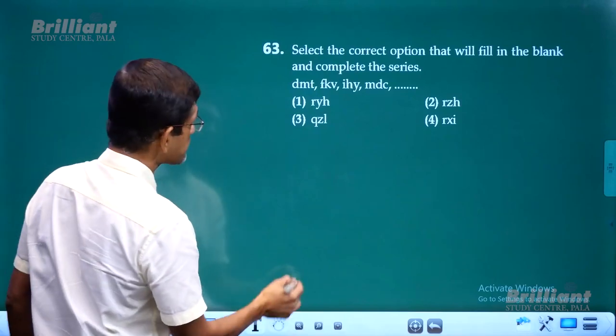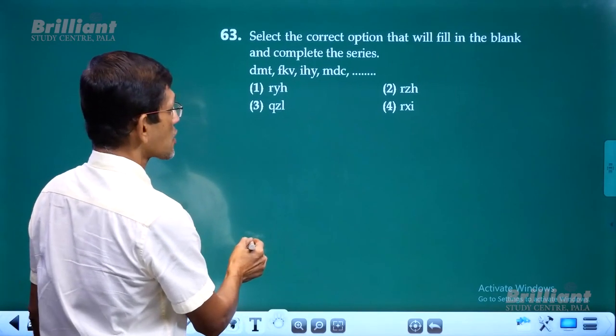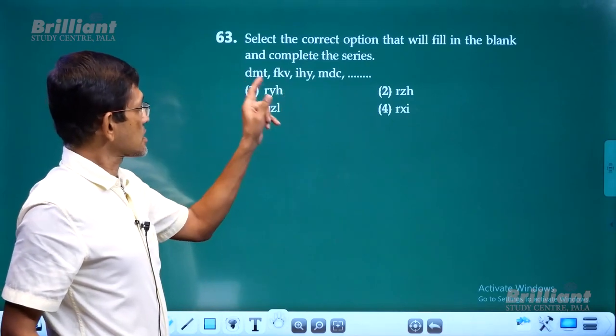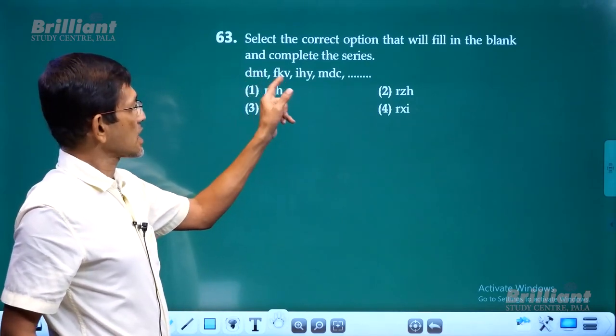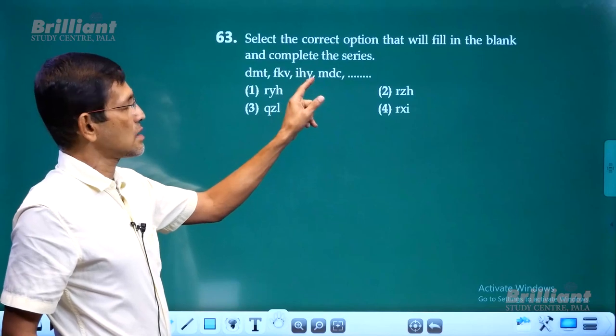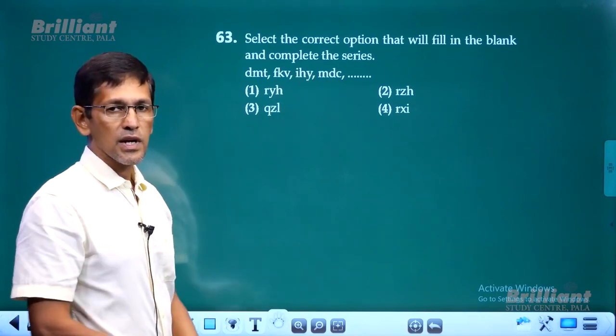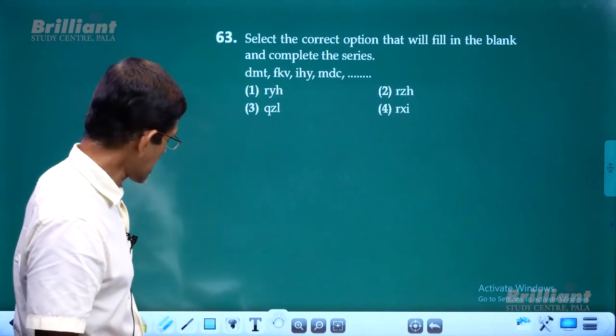Number 63. Select the correct option that will fill the blank and complete the series. DMT, FKV, IHY, MDC. It is similar to the series questions we have discussed earlier. Let's take a look at that.